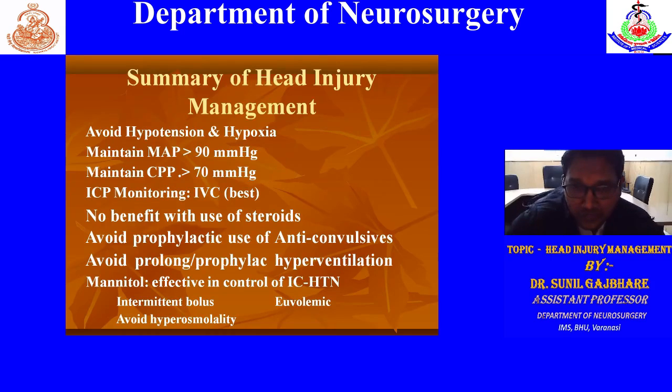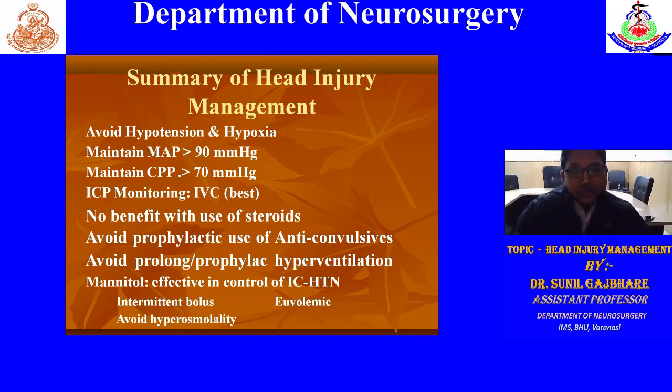So now, to summarize the head injury patient's management, what all should be done in a patient of head injury? The highlights are: avoid hypotension, avoid hypoxia, maintain mean arterial pressure, that is diastolic plus one third of pulse pressure, more than 90 millimeter of mercury. Maintain cerebral perfusion pressure, which is mean arterial pressure minus ICP, intracranial pressure, more than 70 millimeter of mercury.